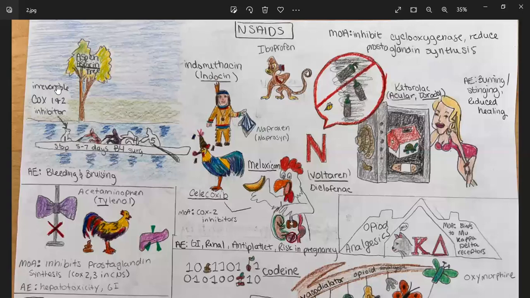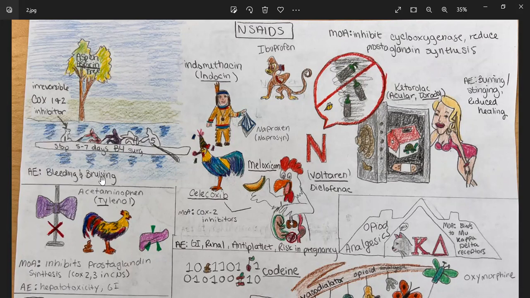Again, we have an aspen tree for aspirin, and there's a canoe or a rowing team along a river beside the aspen tree. The way I remember the mechanism of action of aspirin, which is that it's an irreversible COX-1 and 2 inhibitor, is that the person who sits at the top of the boat and calls out when to row on a rowing team is called a coxswain, or a cox. And he is sitting in reverse compared to all the rest of the people. So aspirin is a reverse COX-1 and 2 inhibitor.